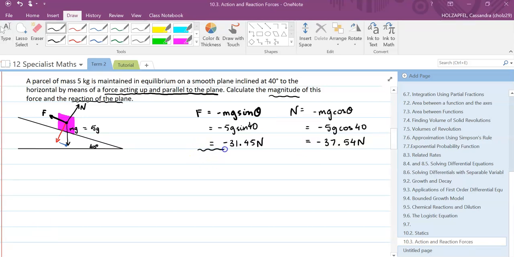All right, I've gone ahead and calculated our two solutions for these. Now, these have come up as a negative answer. I don't want you to freak out too much when you do get negatives, because remember, the negative just implies the direction, so it's acting in the opposite direction. So if we were looking for the magnitude of each of these forces, the magnitude of the frictional force is going to be equal to 31.45 newtons, and the magnitude of the normal force is going to be equal to 37.54 newtons. Let's jump into a slightly trickier example now.